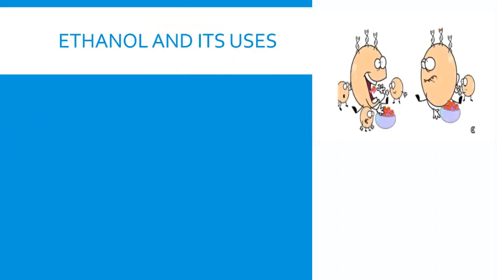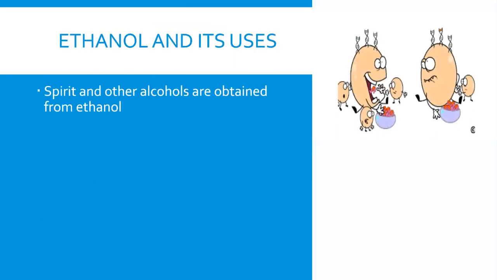Now, ethanol and its uses. What are the uses of ethanol? Spirit and other alcohols are obtained from ethanol. You know, spirit, when you go to a hospital or a doctor and the doctor rubs your hand before giving an injection, that particular solution with which he rubs your hand is spirit, right? That's the hospital smell. The hospital smell is generally due to spirit. Ethanol is a smokeless and high quality fuel. It is smokeless, so it causes less pollution.